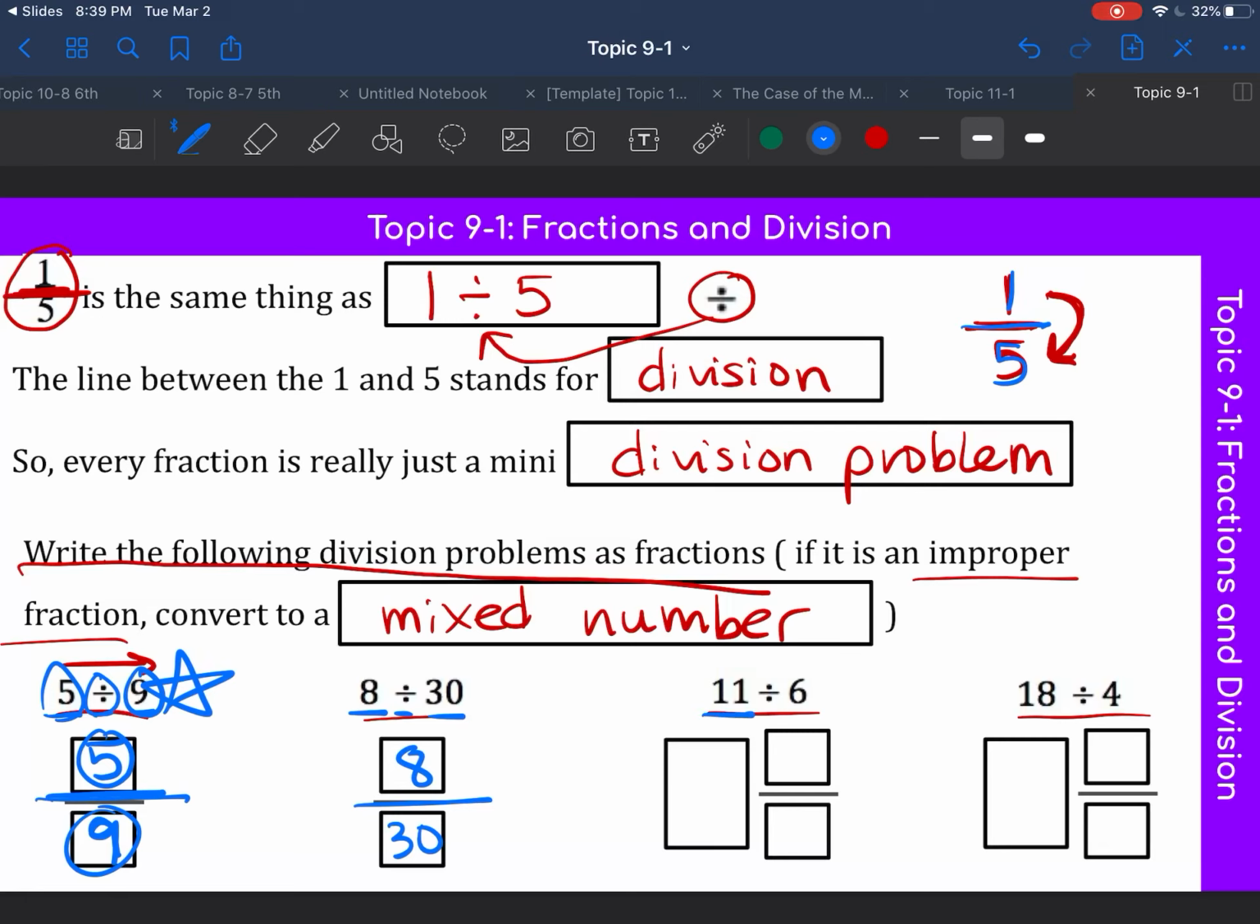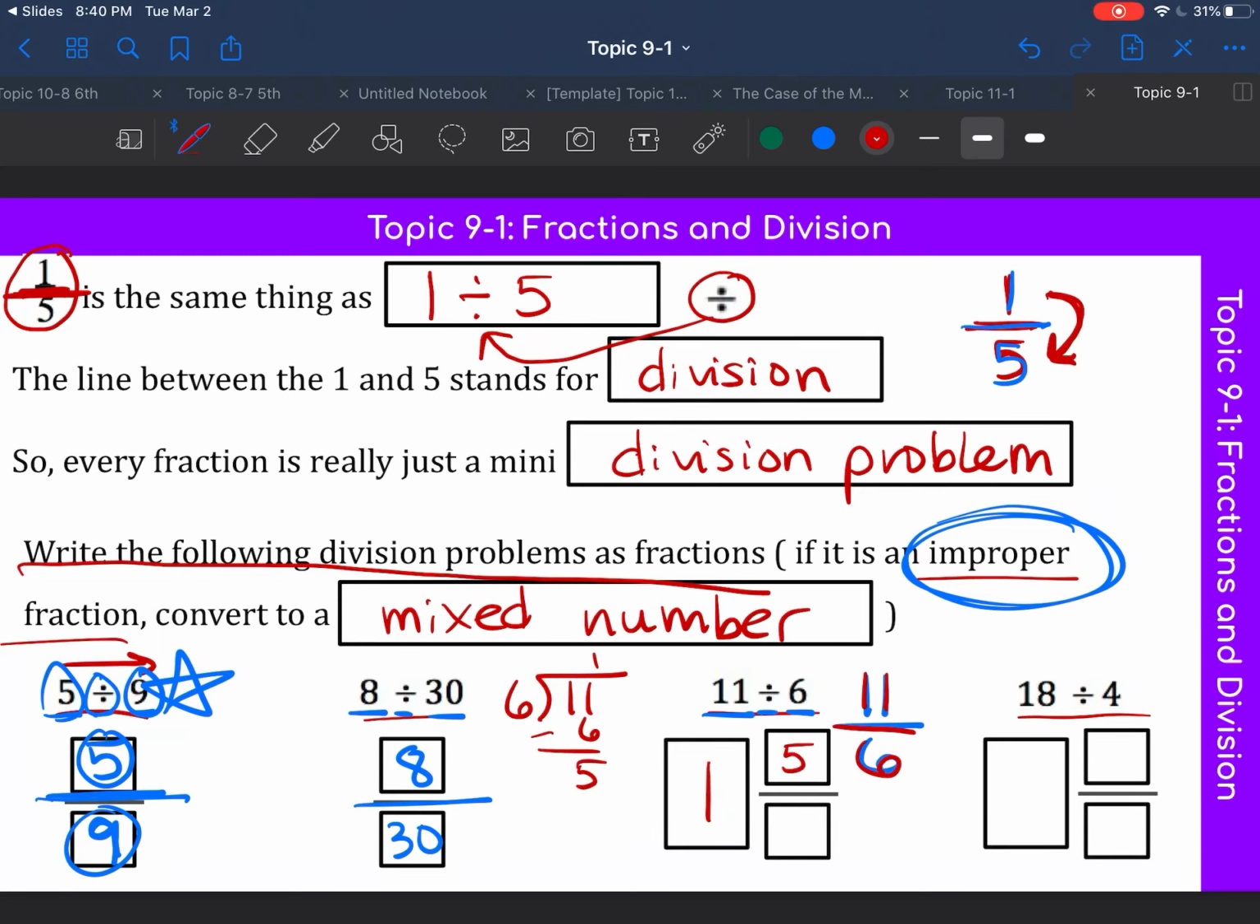The next one would be 11 divided by 6, so we would write that as 11 over 6. However, that is improper. So we need to write it as a mixed number. Again, you can do this in your head, or you can set up a division problem, what we've been doing the past 2 topics. 11 divided by 6. 6 goes into 11 once, you get 6. You subtract, you get 5, so your answer is 1 5/6. 1 whole and 5 out of 6.